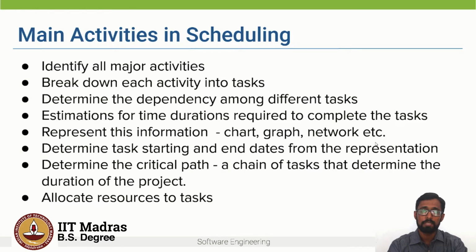So to summarize, in this video, we looked at the main activities in scheduling. First, we need to identify all the major activities and break them down into tasks, which can be done by the work breakdown structure. And then we saw the activity network representation, which can help us determine the dependencies and the time durations. And representations like the Gantt chart can help us represent all of this information so that all members in the team will be aware of the schedule of the project.